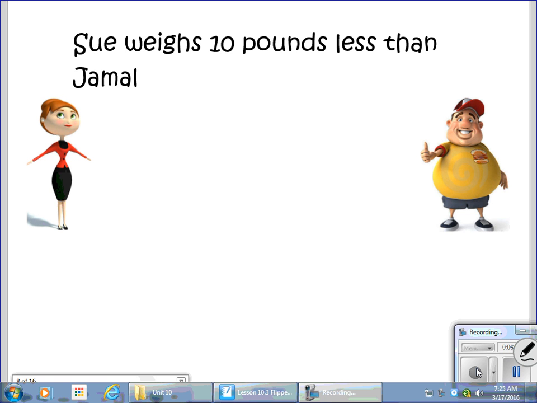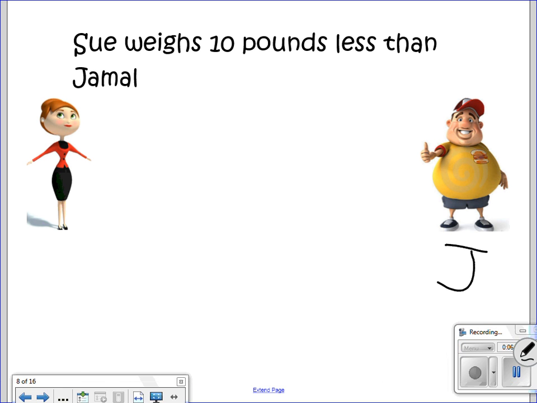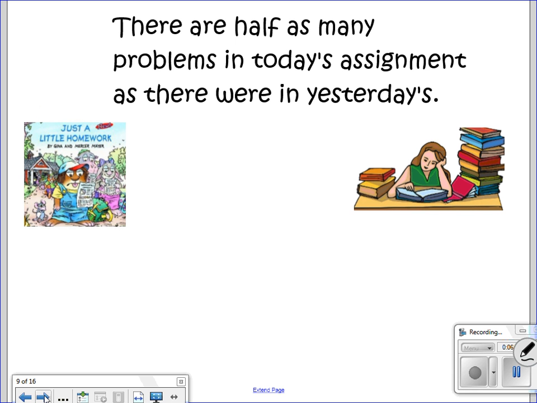Let's take a look here. We have Sue and we have Jamal. Sue weighs 10 pounds less than Jamal. Jamal is J pounds. So we're going to be going J minus 10 is what Sue is going to weigh. So if Jamal weighs 100 pounds, Sue weighs 90. Jamal weighs 200 pounds, Sue weighs 190. Let's keep going.